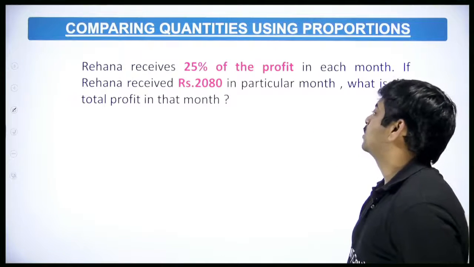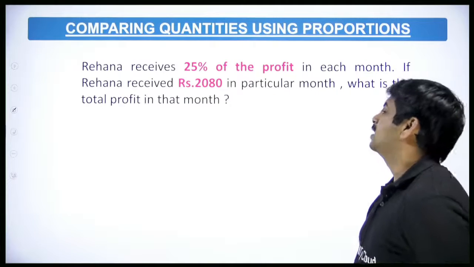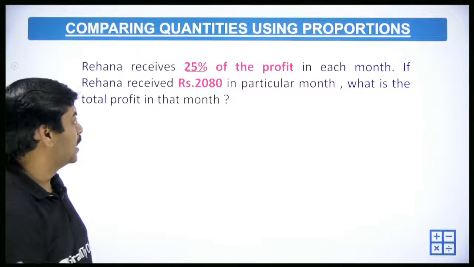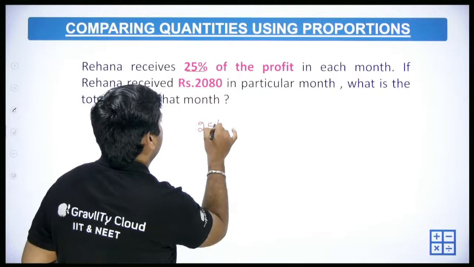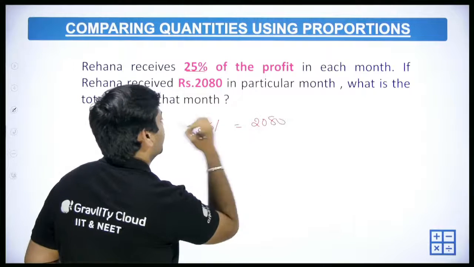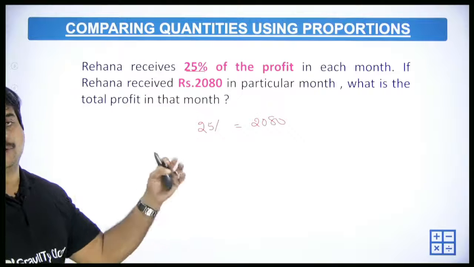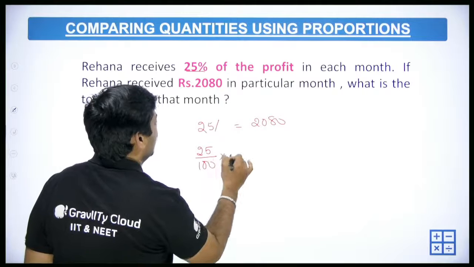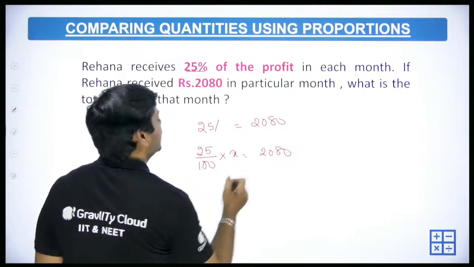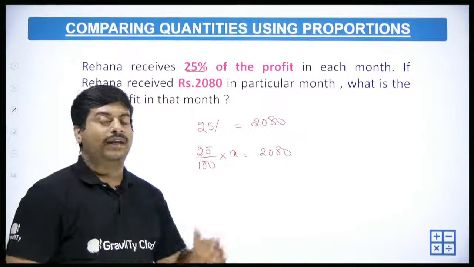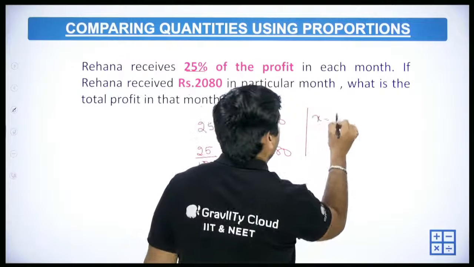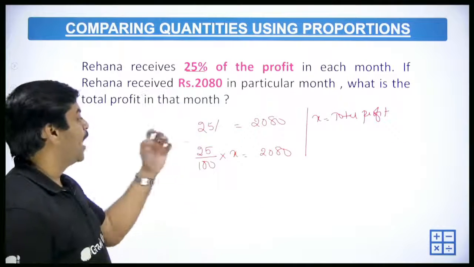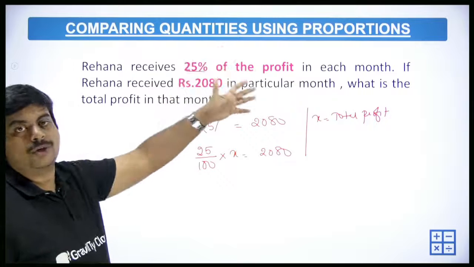If Rehana received 2080 in a particular month, what is the total profit in that month? Okay, so 25% of the profit is equal to 2080, right? So we need to find the total amount. 25 by 100 into x is equal to 2080. What is that x? That is the total amount, the total profit. x is total profit. 25% of the total profit is equal to 2080, right?